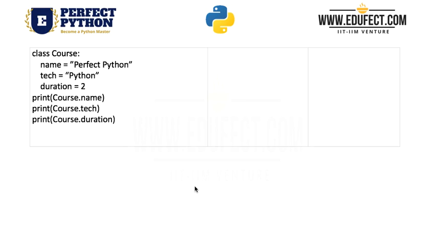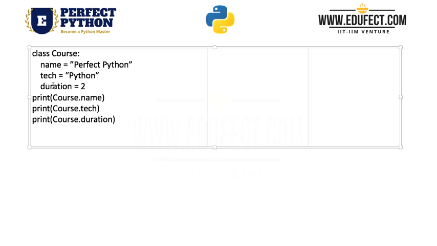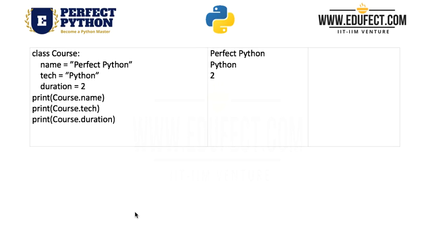Let's look at another class. So this is a class course. This class has how many attributes? 1, 2, 3. So this class has 3 attributes, and the names of the attributes are name, tech and duration. Now when I print course.name, what will get printed is Perfect Python. When I print course.tech, what will get printed is Python. And when we are saying print course.duration, what will get printed is 2. So here we have declared a class named course which had 3 attributes.